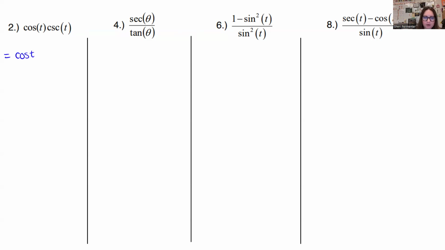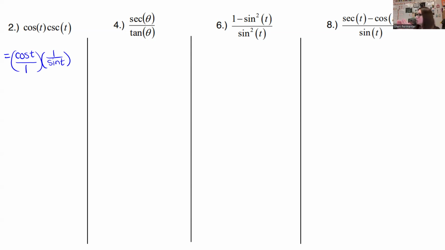And you don't have to write a parentheses if you don't want to. So this is cosine t over 1 times 1 over sine. Everybody good there? All I did was replace it.